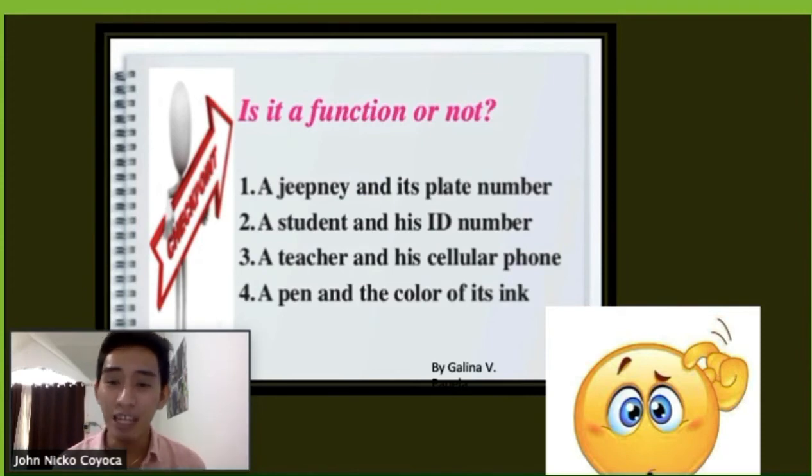Number 3, a teacher and his cellular phone. However, a teacher could have two cellular phones. So it could be, for example, Sir Koyoka. Sir Koyoka is having two cellular phones. So therefore, for every input, there are two or more outputs. So number 3 is a relation. Number 3 is not a function. As well as number 4. Because again, a pen and the color of its ink, we have pens having two or more colors. Correct? So in this case, number 4 is not a function. It is only a relation.